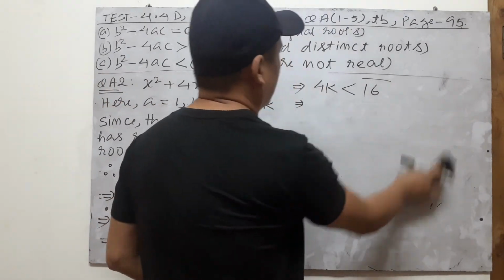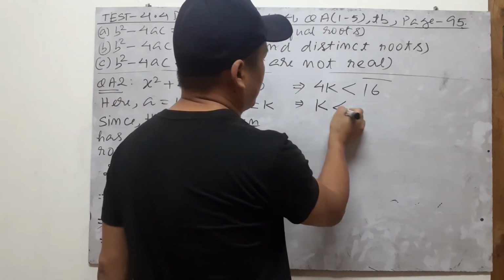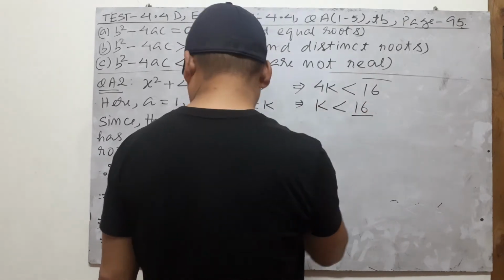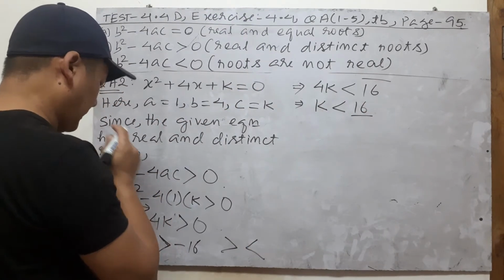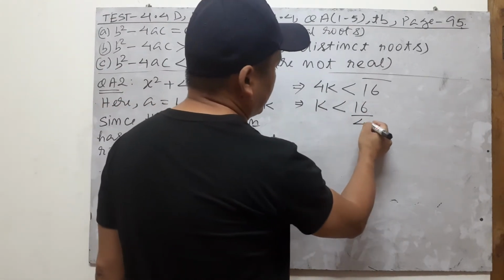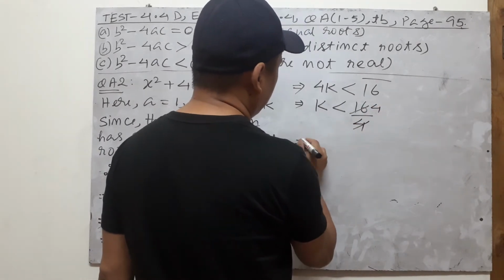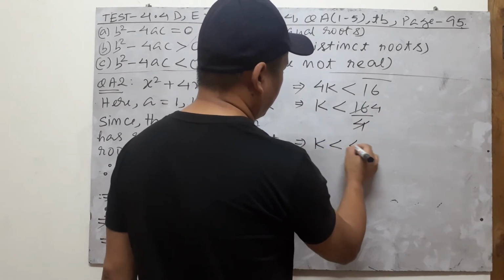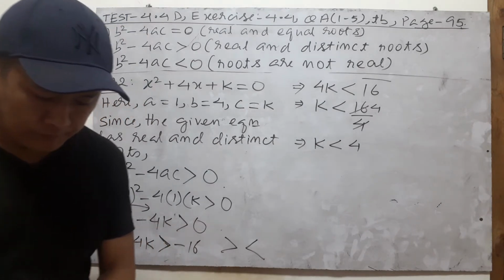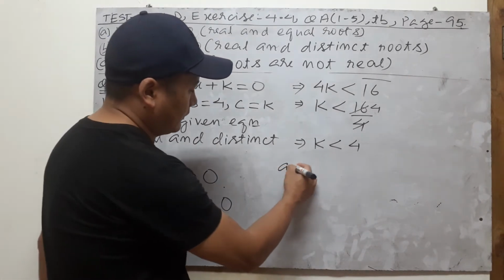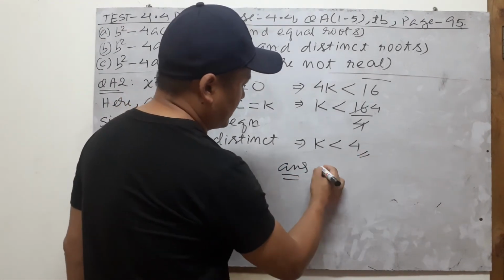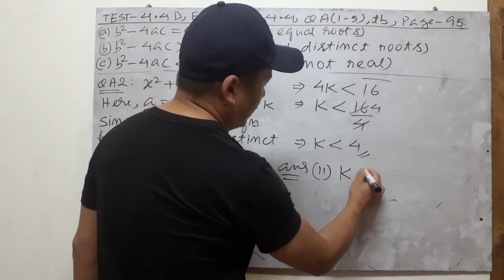Once we're through with that, then you write your k is smaller than 16 by 4. So write your 4 4s are 16. So k is less than plus 4. So this is the right choice. This is your answer. Second one matching. K is less than 4.